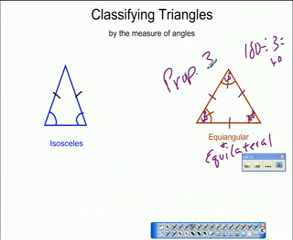That's why in an isosceles triangle, the angles opposite those sides are the same, because their opposite sides are congruent.